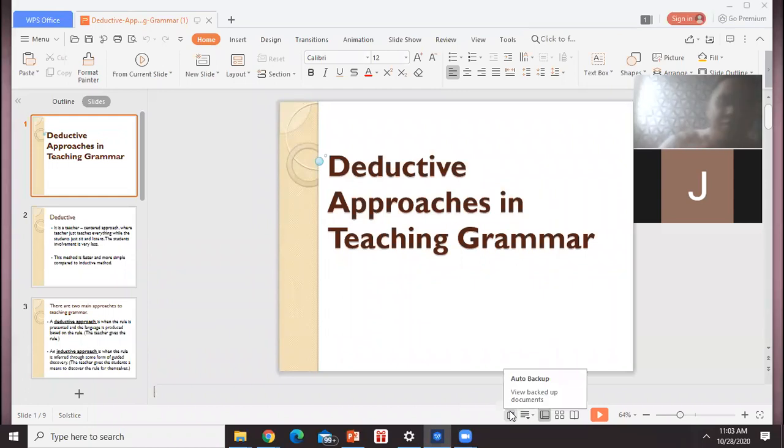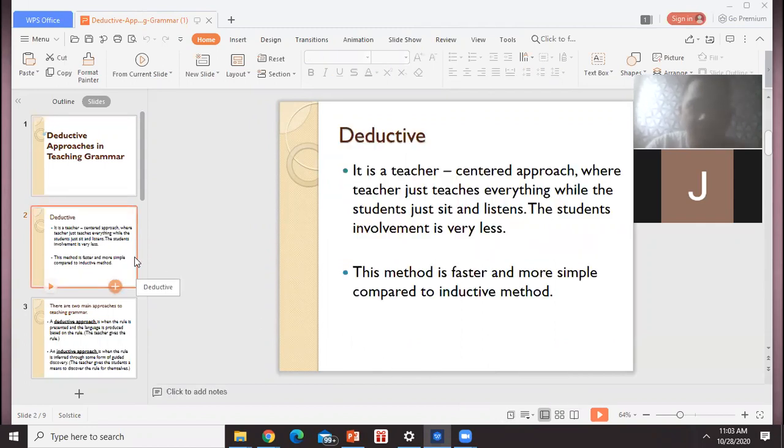So what is the deductive approach in teaching grammar? It is a teacher-centered approach where the teacher teaches everything while the students just sit and listen. So the students' involvement is very little. Unlike the inductive approach in teaching grammar, which is a student-centered approach where the students are responsible for doing the task the teacher gives them.